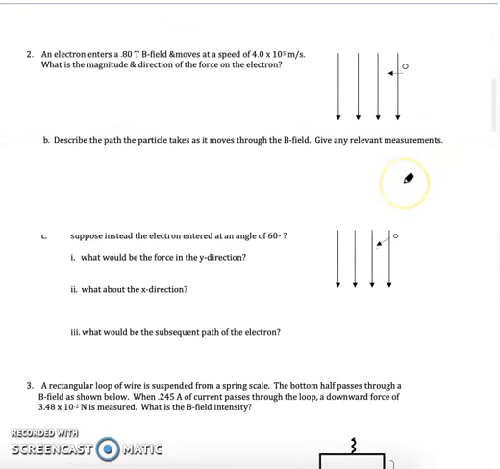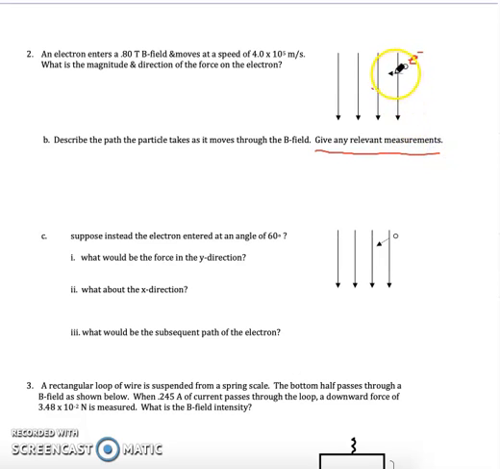And this is something we kind of talked about in class with the E&M apparatus I showed you in class. So I have some magnetic field indicated with these downward lines, and then I have some particle. In fact, I believe it's an electron that moves to the left. And the first question, what's the magnitude and direction of the force? I think you can do that, so I'm not going to go over that right now. I want to really focus on B and D. So it says describe the path the particle takes as it moves through the B field and give any relevant measurements. And so it's just this part that I want to make sure we're clear on.